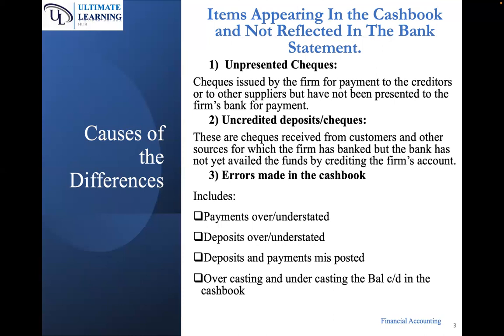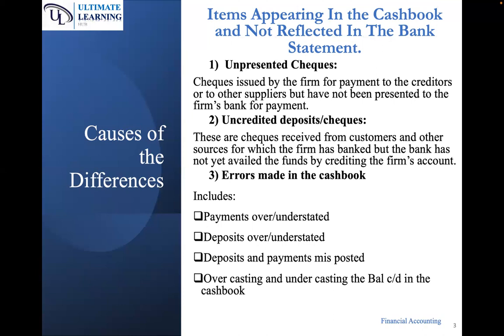Number two, deposits which are overstated or understated. Remember that any deposit in the cash book should be debited. So if there are any excess deposits, excess debit entries, it will be an error that is caused. And also if we have understated a figure that is posted on the debit side of the cash book.